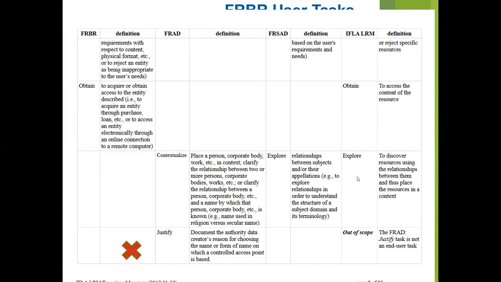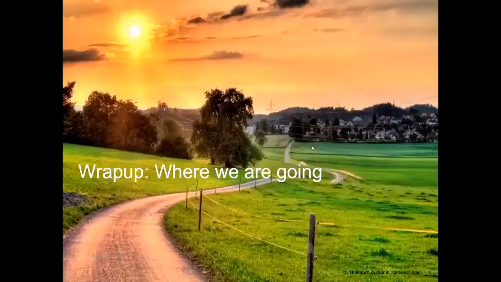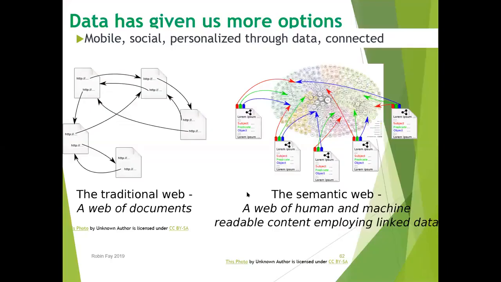And so they just said, like, for a user task, that's just out of scope, which I think makes a lot of sense. So to wrap up here, where are we going? Well, data has given us a lot more options, and I think in all of our discussions throughout these last 4 weeks, we really have focused on looking to the future and talking about some of the current challenges and things like that.